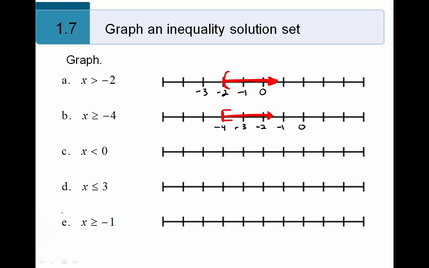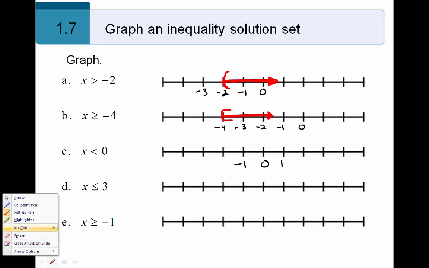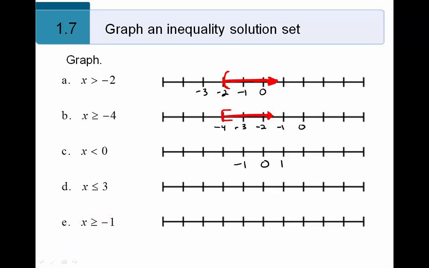C. X is less than 0. Alright, so we're looking for numbers less than 0. The numbers less than 0 are to the left of 0. Because 0 itself is not less than 0, we're going to use a parenthesis at 0, and again the parenthesis indicates that 0 is not part of the solution set. Numbers less than 0 will be to the left of 0, so we'll shade to the left, and again we'll shade in an arrow to indicate that the shading continues forever in the negative direction.